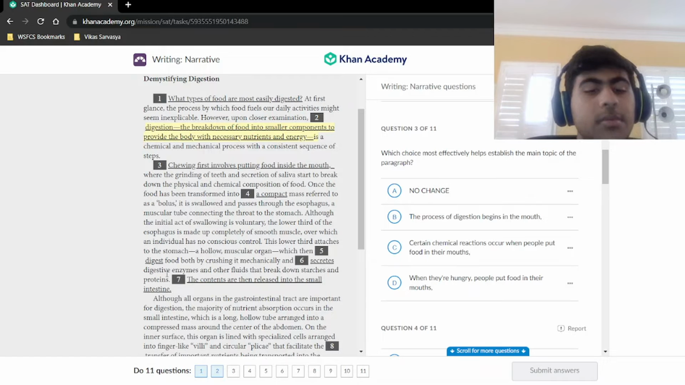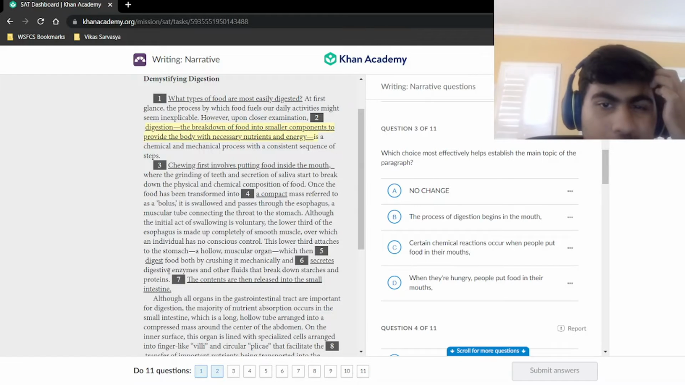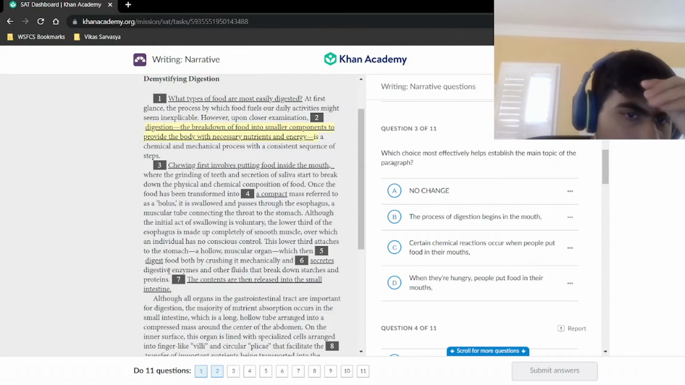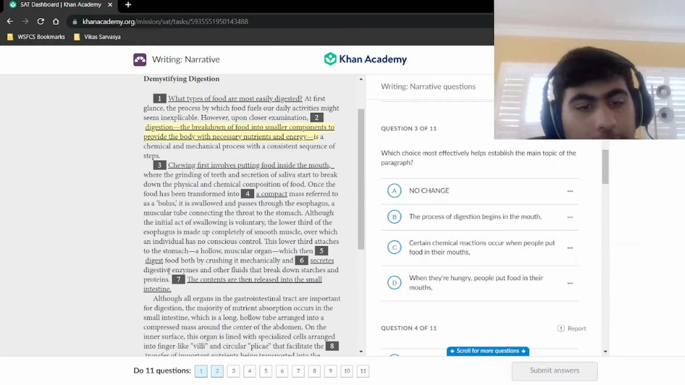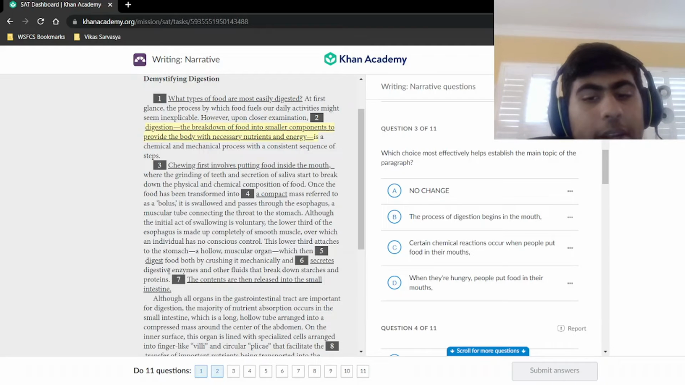intestine. Alright, so essentially the main topic of this paragraph is the process of digestion and how it starts in the mouth and goes all the way down. We're moving on to the small intestine by the end of the paragraph. Right? So we're seeing the process of digestion. Well, it starts in the mouth. That looks like answer choice B.